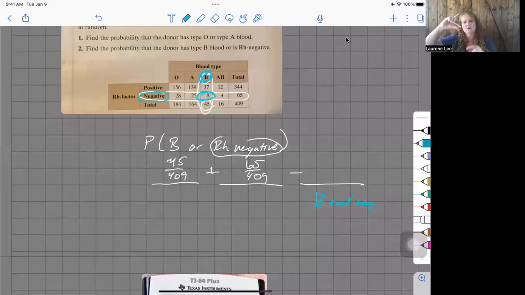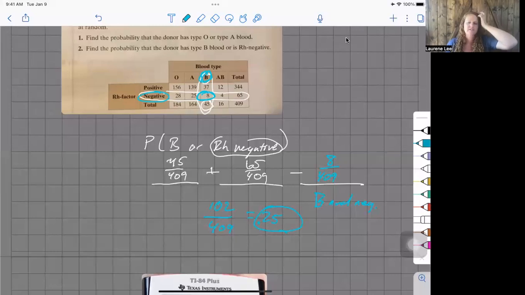So what happened was you counted them in the B blood and in the Rh negative. Those 8 people got counted twice. So you have to subtract 8 out of 409. Okay. So what do we have? 45 plus 65 minus 8. We'll divide that by 409. And I get 102 out of 409 is 25%, 0.25. Okay. So that's how you do the OR problems.